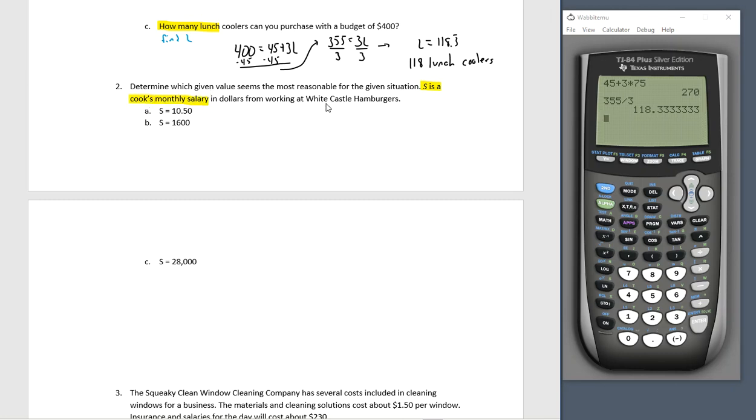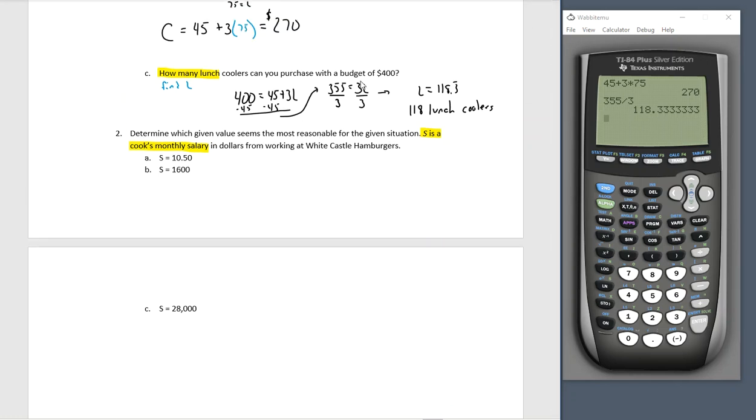In dollars from working at White Castle Hamburgers. So does it seem reasonable that the monthly salary would be $10.50? Monthly? No, definitely not. So we'll strike that out of the options. A monthly salary of $1,600? Possible.